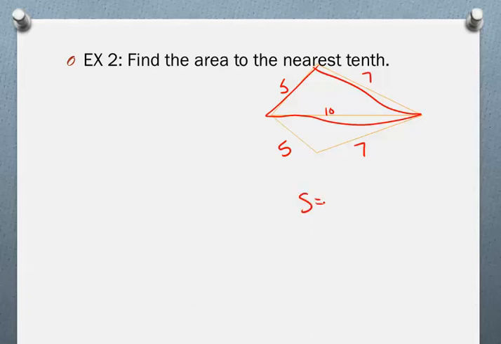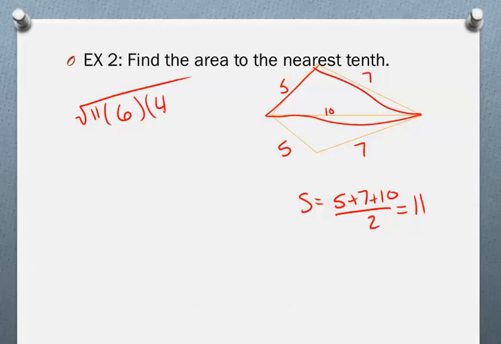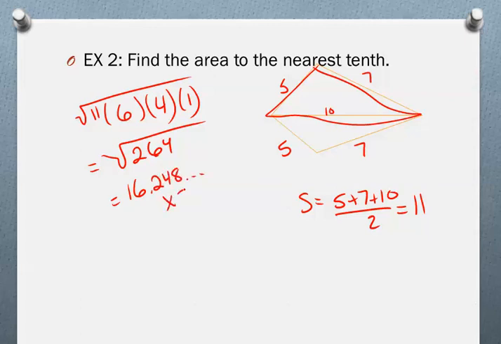So, to find the semi-perimeter, we'll add the sides again, divide by 2, you get 11, and we'll go ahead and plug that in. 11 times, and I'll just do the subtraction, 6 times 4 times 1, you get 264, the square root of which is approximately 16.248, and keeps going. We'll double that, and that approximately gives us 32.5 units.